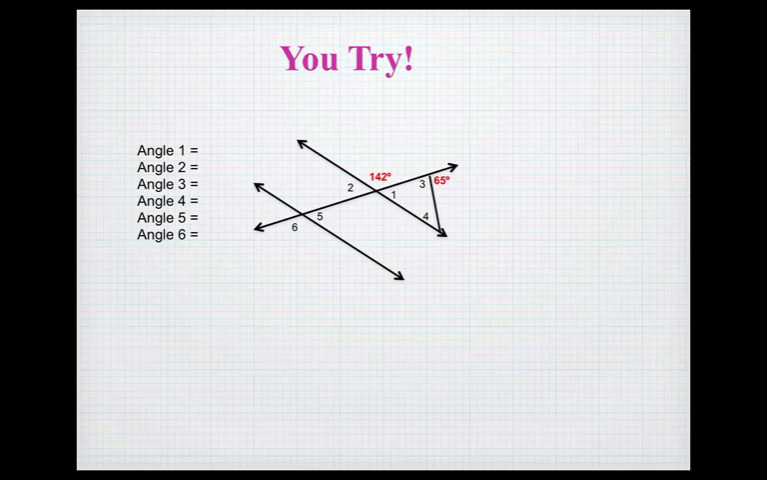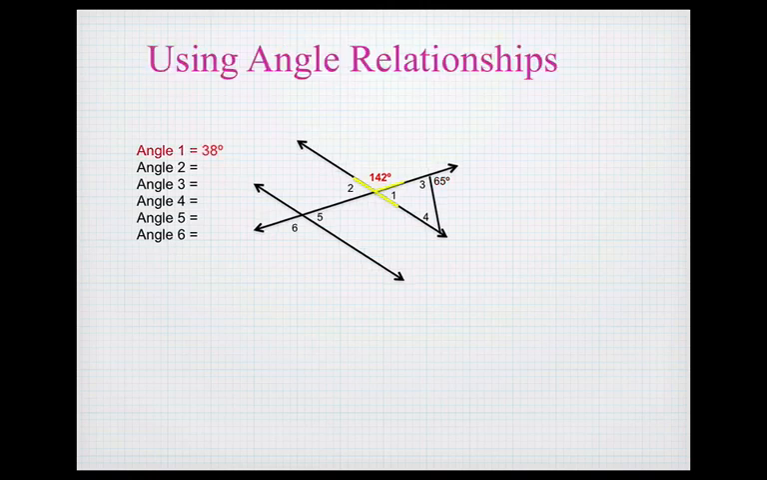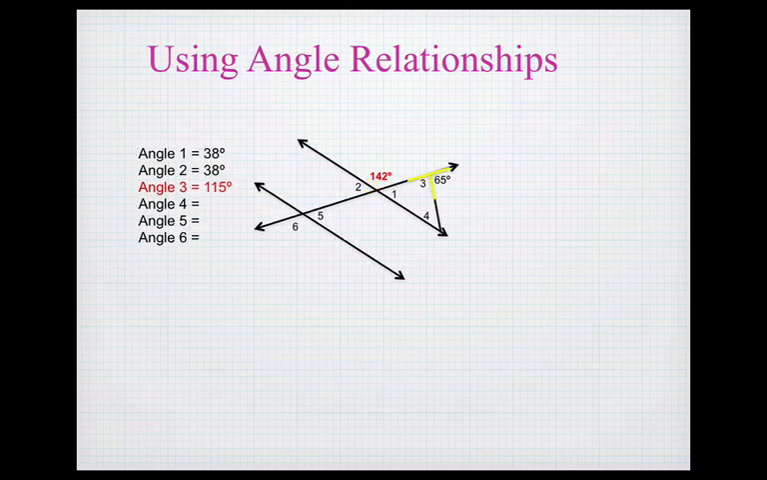Here's how we solve this problem. Notice that angle 1 and 142 degrees form a line. That means they're supplementary. 180 minus 142 is 38 degrees. Angle 1 and angle 2 are vertical angles. That makes them equal. Angle 3 and 65 degrees form a linear pair. That makes them supplementary. 180 minus 65 is 115 degrees.